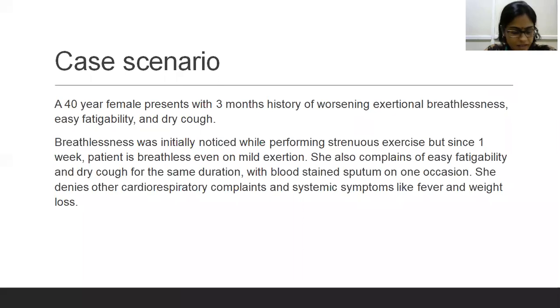So what other cardiorespiratory complaints will you ask about? You'll ask about any orthopnea, you'll ask for any PND, you'll ask for history of palpitations, you'll ask for any chest pain. You can also ask for syncopal attacks, any giddiness or syncope. You can also ask for any features of fluid overload like edema. So patient denies other cardiorespiratory complaints. You can also ask for history of wheeze and other systemic symptoms like fever and weight loss. So this is your history of presenting illness.